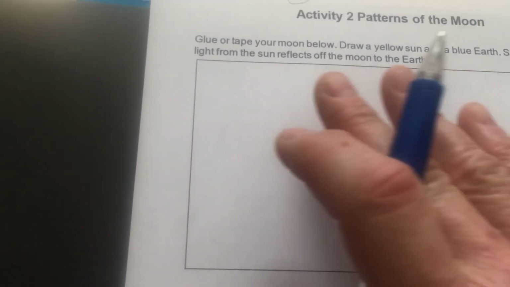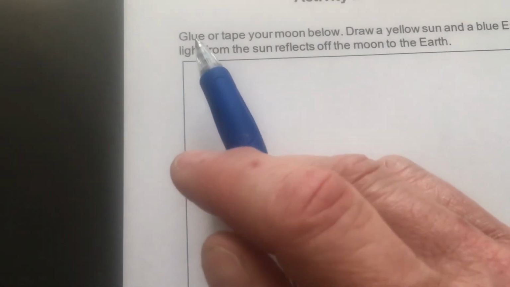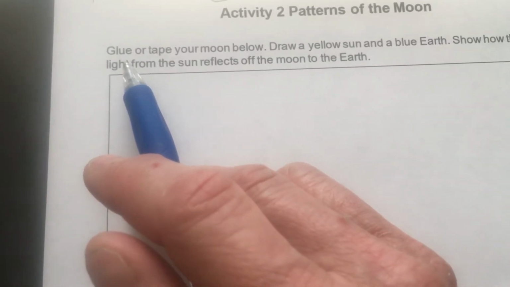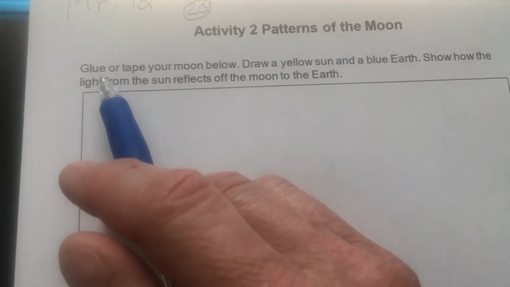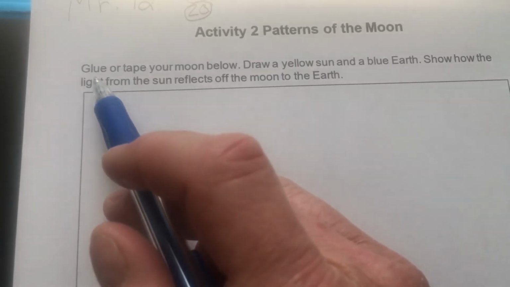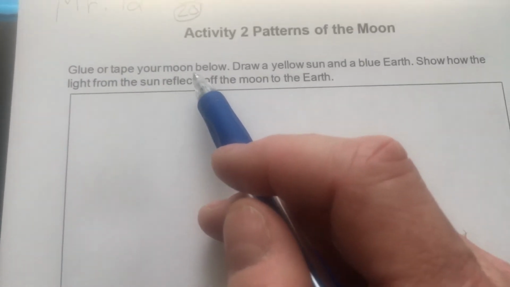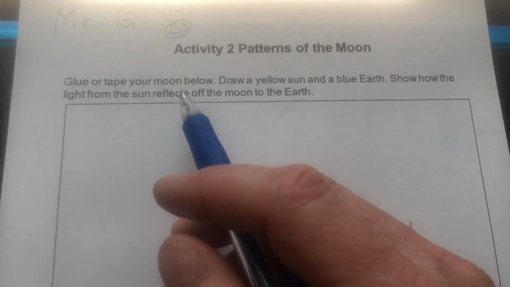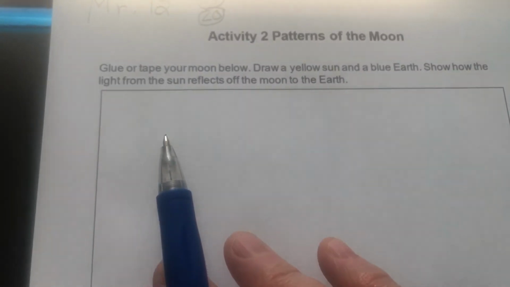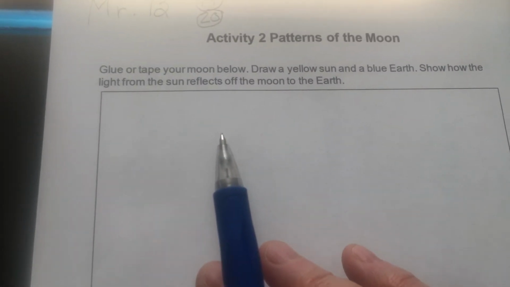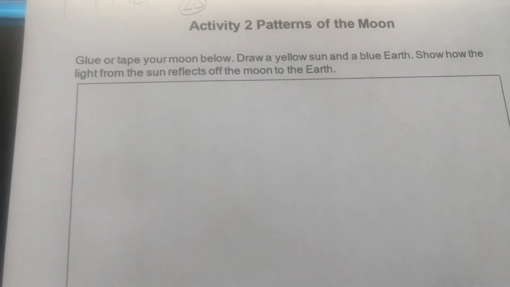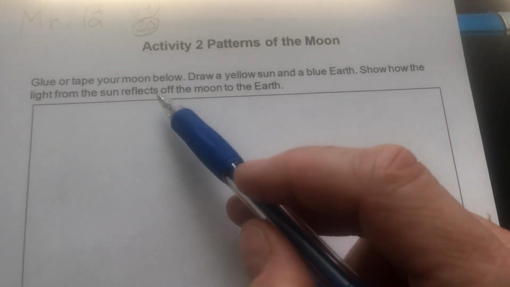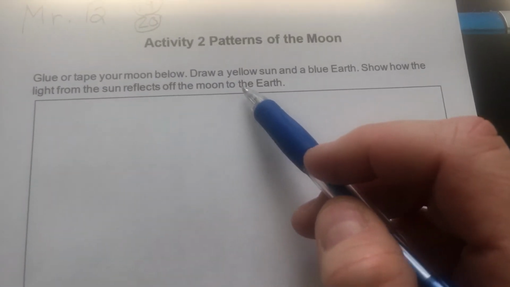So what we're going to do here, the directions are the directions that we would have followed if we were in our classroom. We're going to modify the directions a little bit since we are at home. The directions say to glue or tape your moon below. If we were at school, we would have made kind of a collage of the moon that we would be putting in this space. Unfortunately, we cannot do that. So what we are going to do instead is, it says draw a yellow sun and a blue earth. Show how the light from the sun reflects off the moon to the earth.